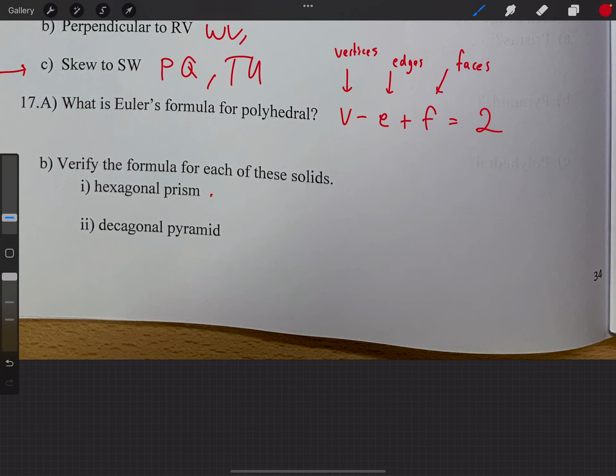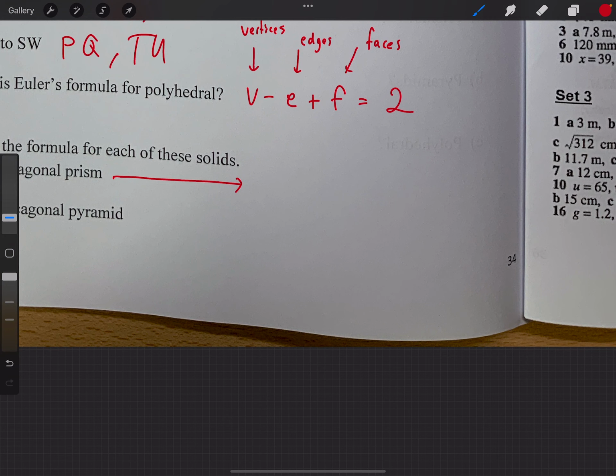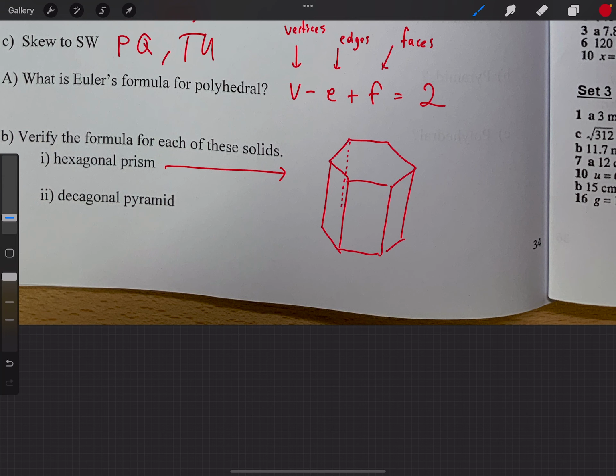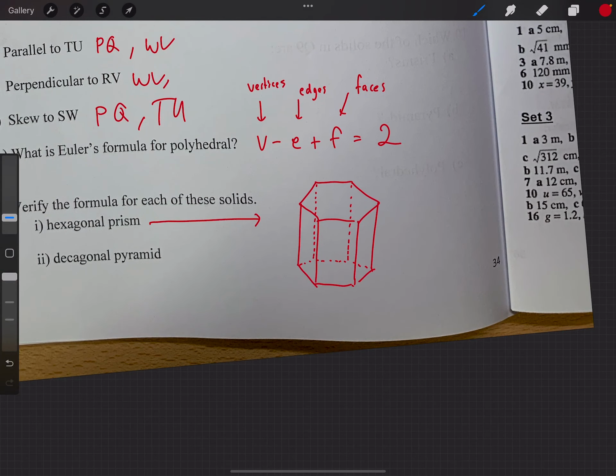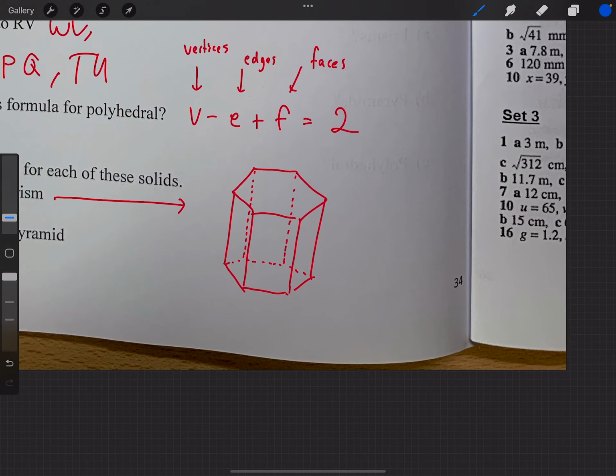So let's try for the hexagonal prism. Now a hexagonal prism is a prism whose base has 6 sides because it's a hexagon. So it looks something like this. I'll just draw the back. Now we have to use Euler's formula to verify if it's true using this shape. So let's use Euler's formula for this shape, see if it's true.